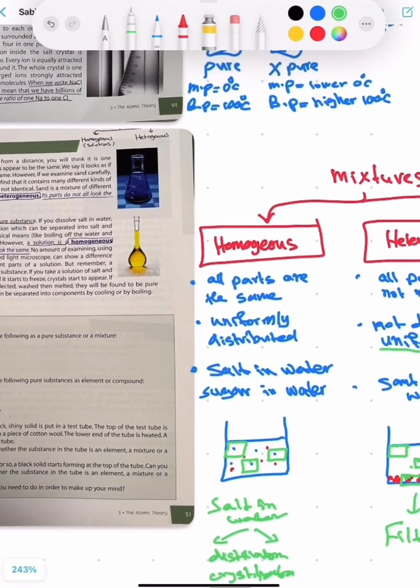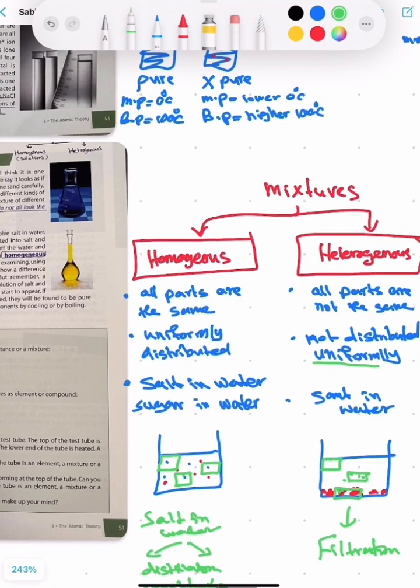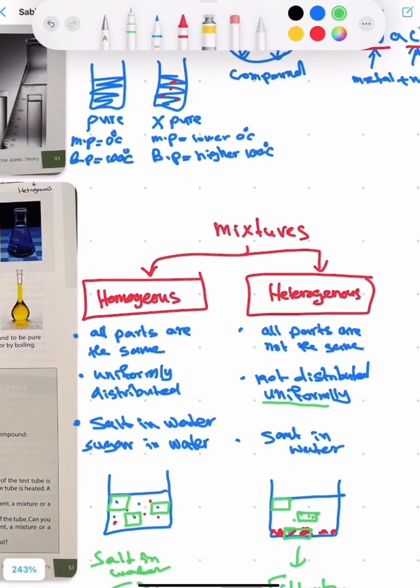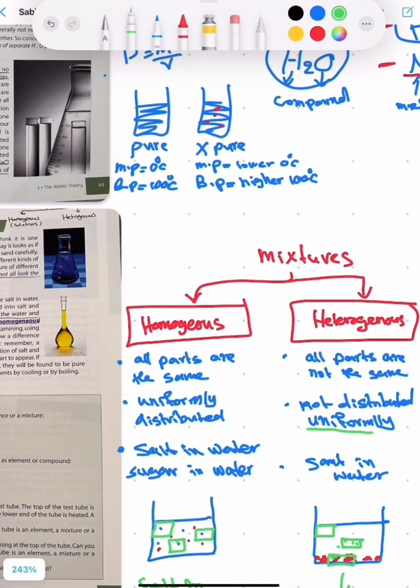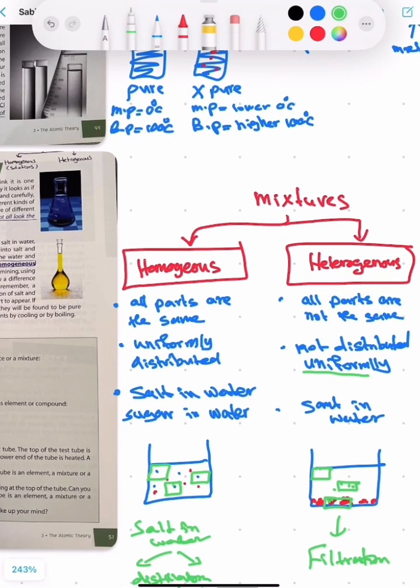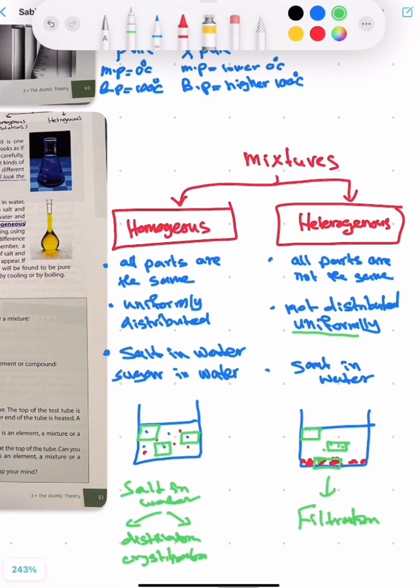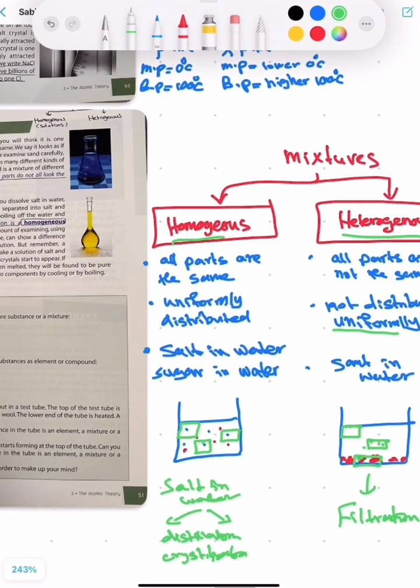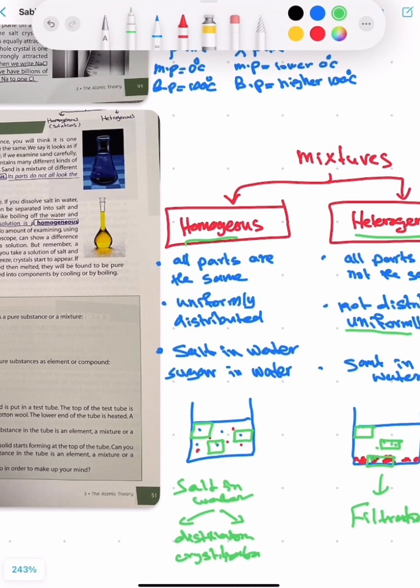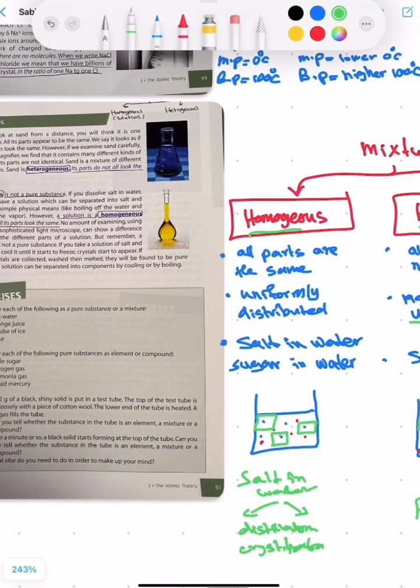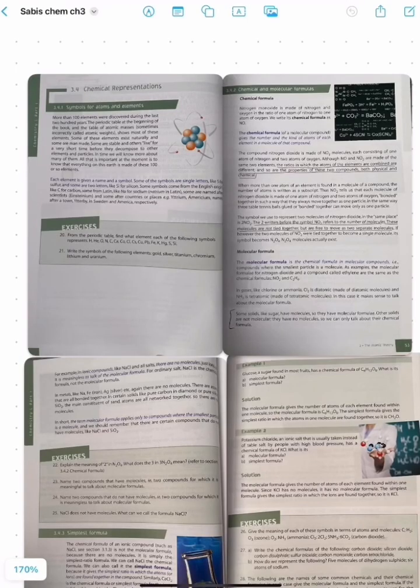So can we consider mixtures as pure substances? No. The only two pure substances we have are elements and compounds. Mixtures, both homogeneous and heterogeneous, are not considered pure substances because they consist of more than one thing mixed into each other. Section 4, we'll talk about chemical representations, chemical formulas, how to represent compounds instead of writing down their names.